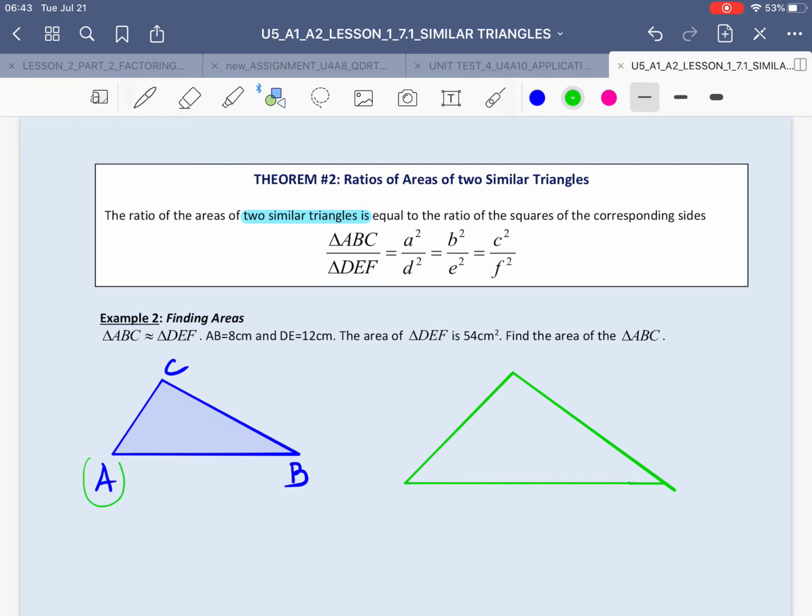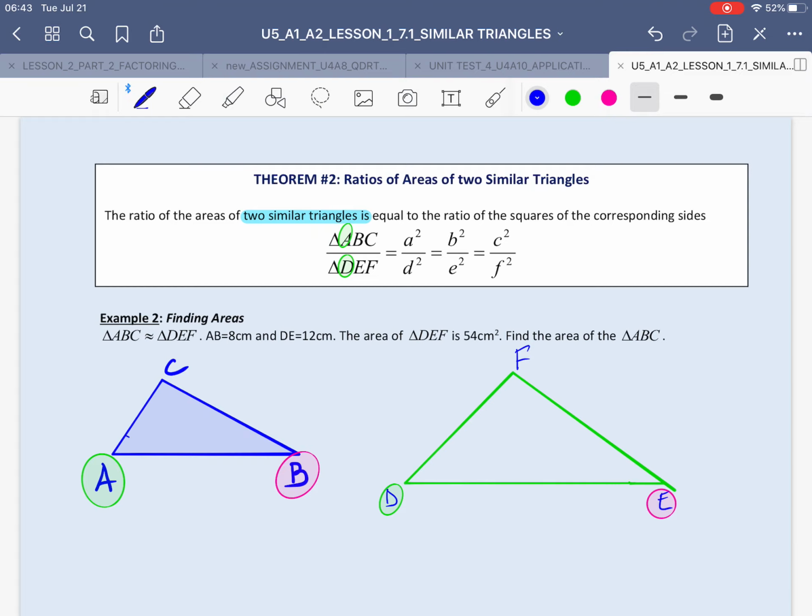So we have A, and then D. So A and D must be equal to each other, which means that we have to write angle D right here. Now, angles B and E must equal each other, which means that if this is B, E must go right here. And the last one would be the angle F. So F must be right here because it equals angle C.